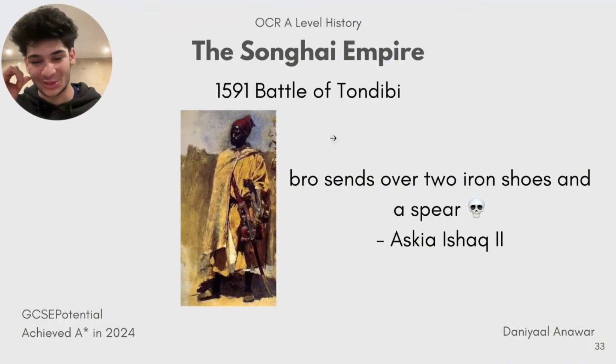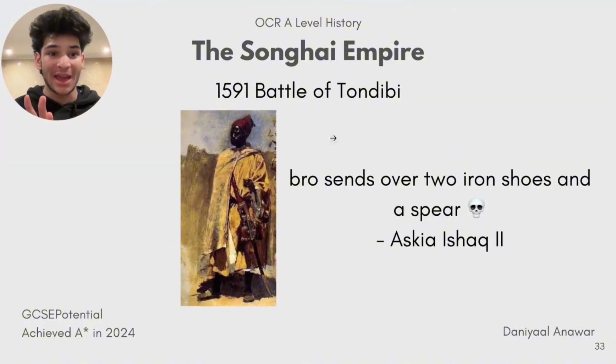Kind of hilarious, but Askia Ishak II sent over two iron shoes and a spear to Moulay Ahmed via messenger. I feel bad for the messenger. He probably got no-scoped. But the reason why this is so significant is the two iron shoes indicated that he's not moving. He's standing and holding his ground. And the spear meant that if Moulay Ahmed and the Moroccans tried to beat him, he would shank him. He would stab him. He had the spear. He was ready for warfare.